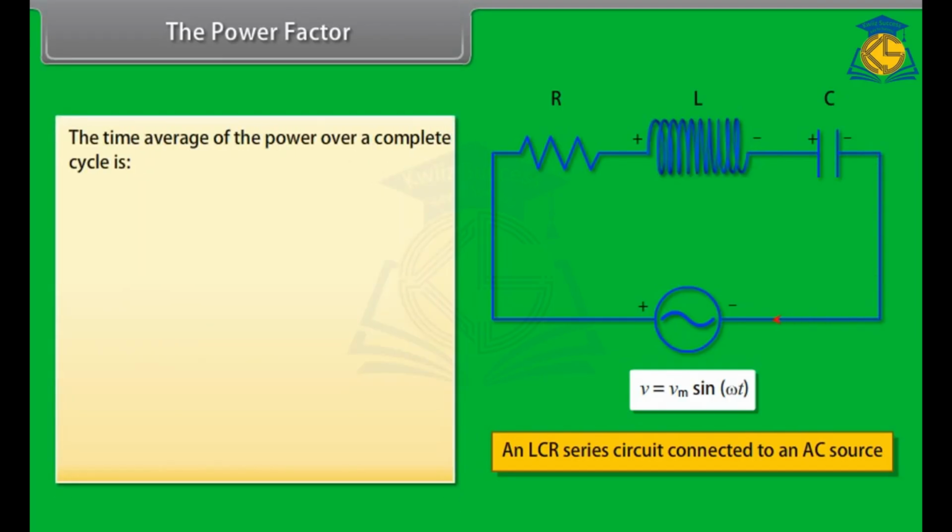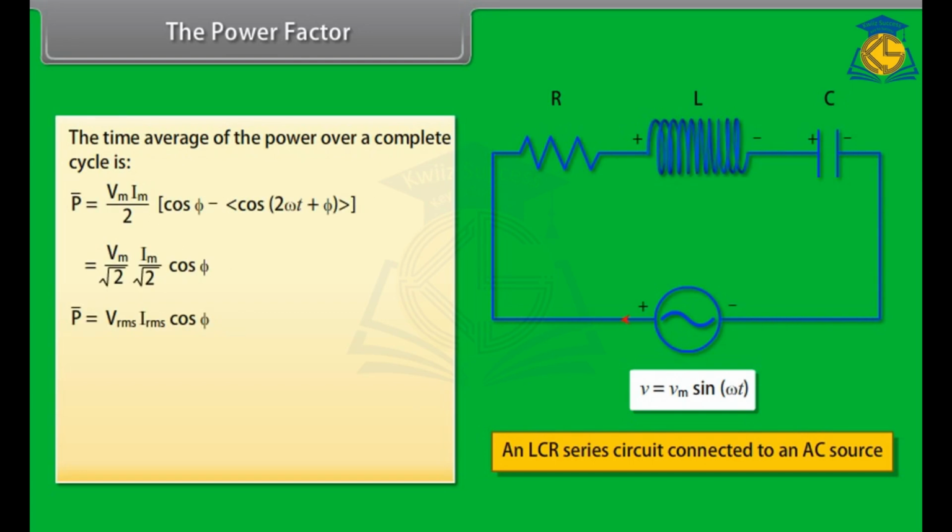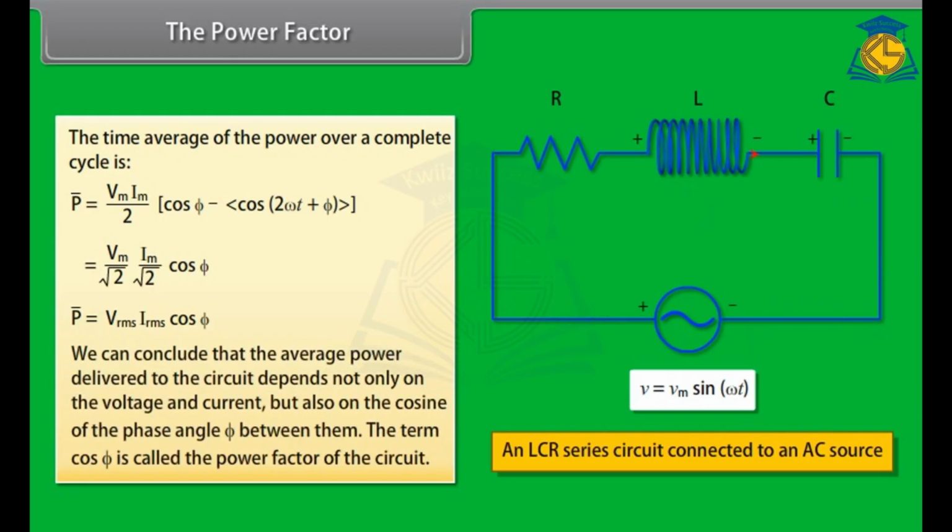The time average of the power over a complete cycle is given by Vrms into Irms into cos phi. We can conclude that the average power delivered to the circuit depends not only on the voltage and current, but also on the cosine of the phase angle phi between them. The term cos phi is called the power factor of the circuit.